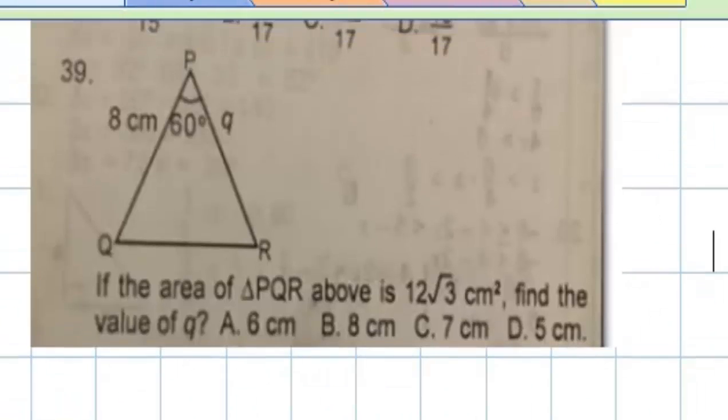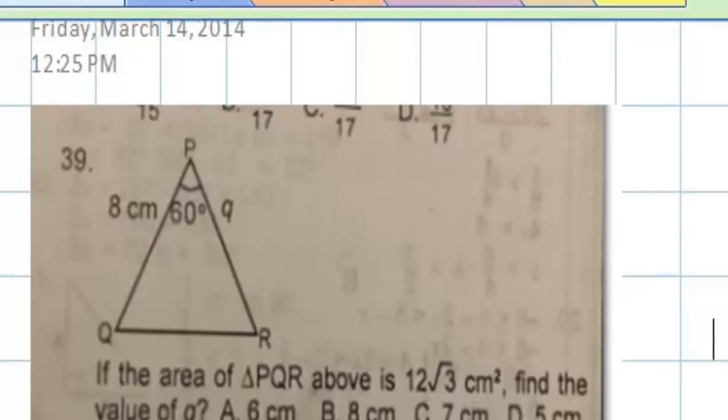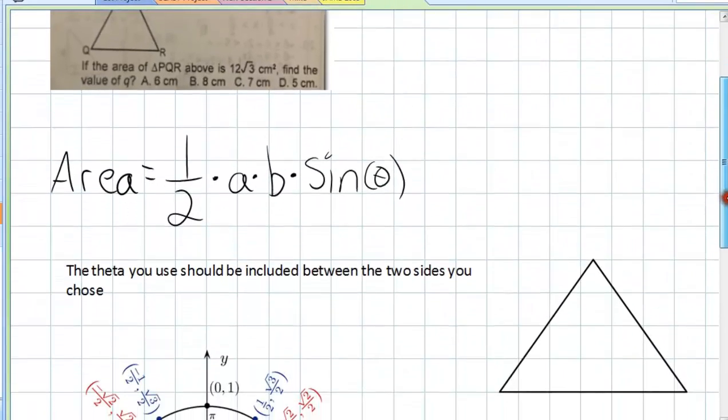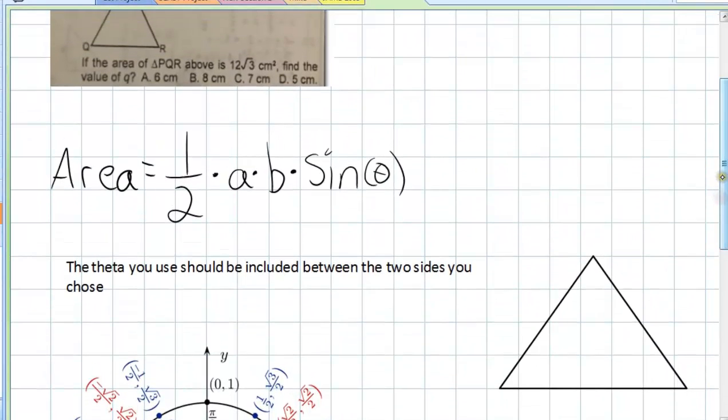Okay, so question 39 says, if the area of triangle PQR above is 12 root 3 centimeters squared, find the value of Q. So I've written out here an equation for the area of a triangle that you may or may not be used to, and it says area is equal to 1/2 times A times B times the sine of theta. And I've written here that the theta you use should be included between the two sides you chose.